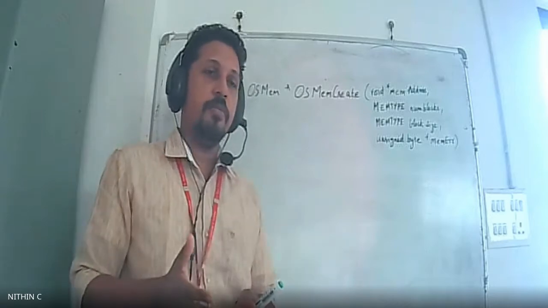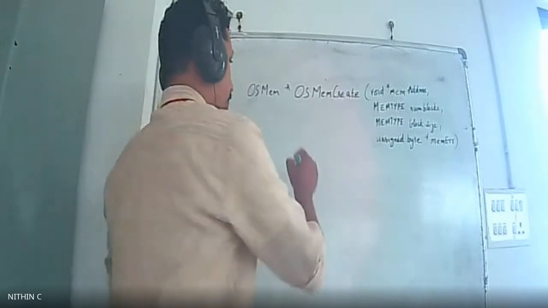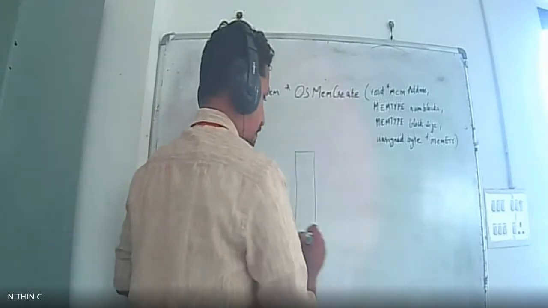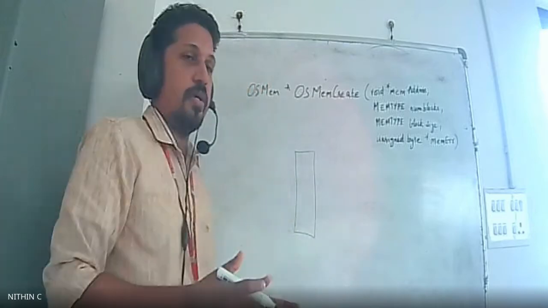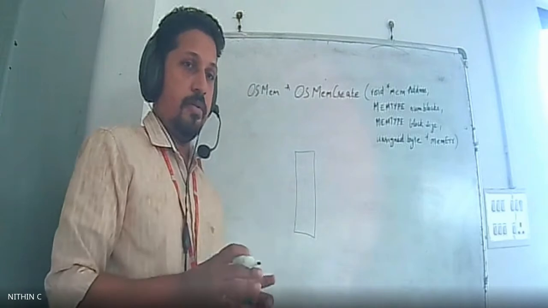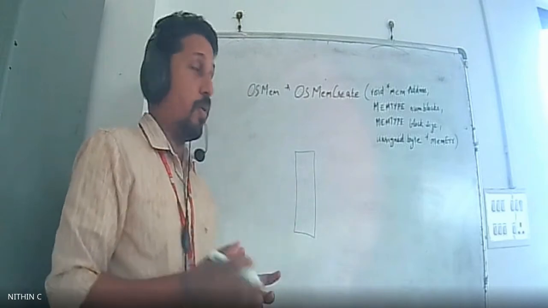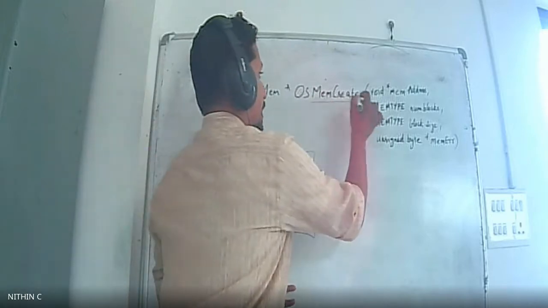You are having a memory, but you need to set partitions for that, right? Suppose you have a memory of this sort, it is not partitioned or it is not specified which block is having which size and all. So you need to define that. Defining these parameters will be what we call memory create.